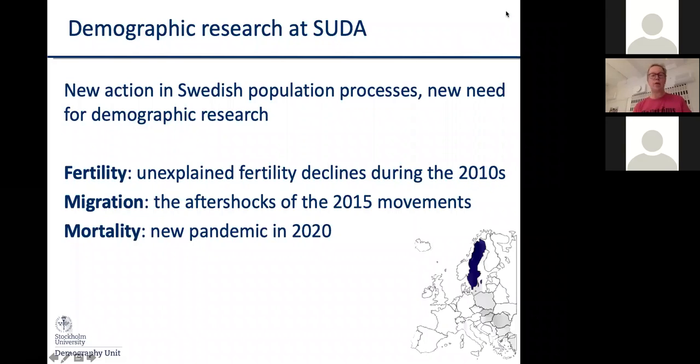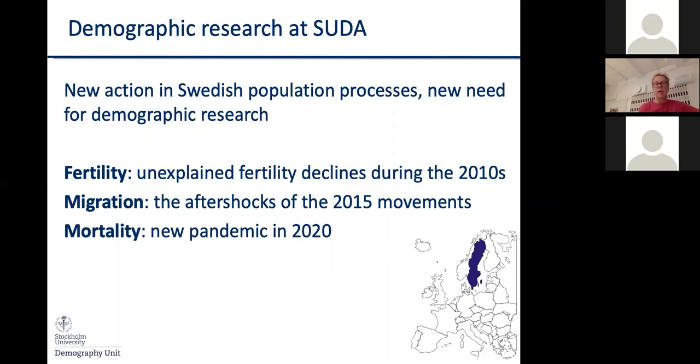Okay, so as an introduction, I just want to highlight that as a demographer, there is quite a lot of excitement in all three spheres of demography, all three population processes: fertility, migration, and mortality. So it's an exciting time to be a demographer in the Nordics and also elsewhere. In fertility, we have had, just like in the UK, a fertility decline during the last decade, which is unexplained and where we still cannot rely on conventional data to explain it. And it's very exciting for research purposes.